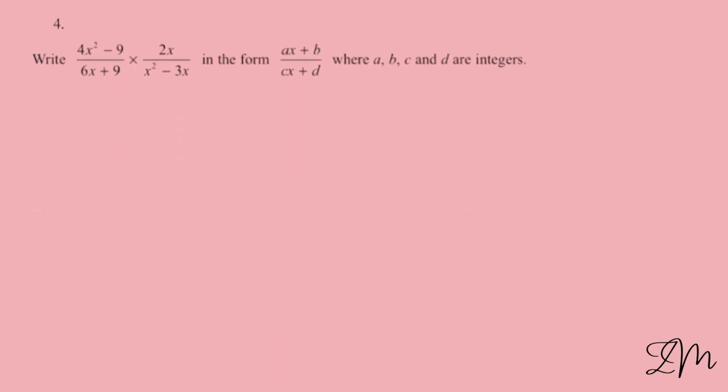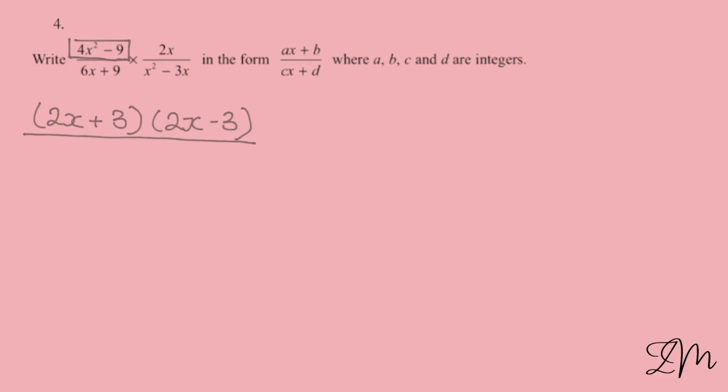Right, now we're going to multiply. But before we even start this, we're going to try to factorise wherever we can. So let's take this. If you notice, it's a difference of 2 squares. So if you can square root the first number, and then there's a minus sign, and you can square root the second number, it's a difference of 2 squares. So 2x plus 3, 2x minus 3.